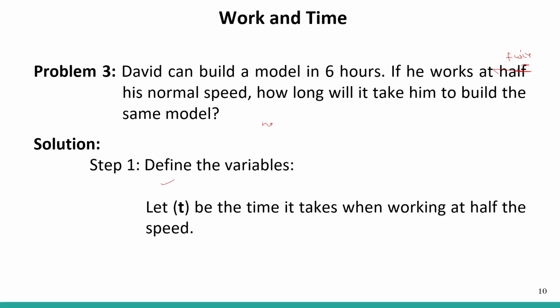So if he works at half of his normal speed, how much time will it take? For the same work, work into time is equal to what? 6 into 1 is equal to x into 1 by 2, since in that time the work is half completed. So this implies that x is equal to 12 hours. If his speed is half, then he will take 12 hours to complete the same model.